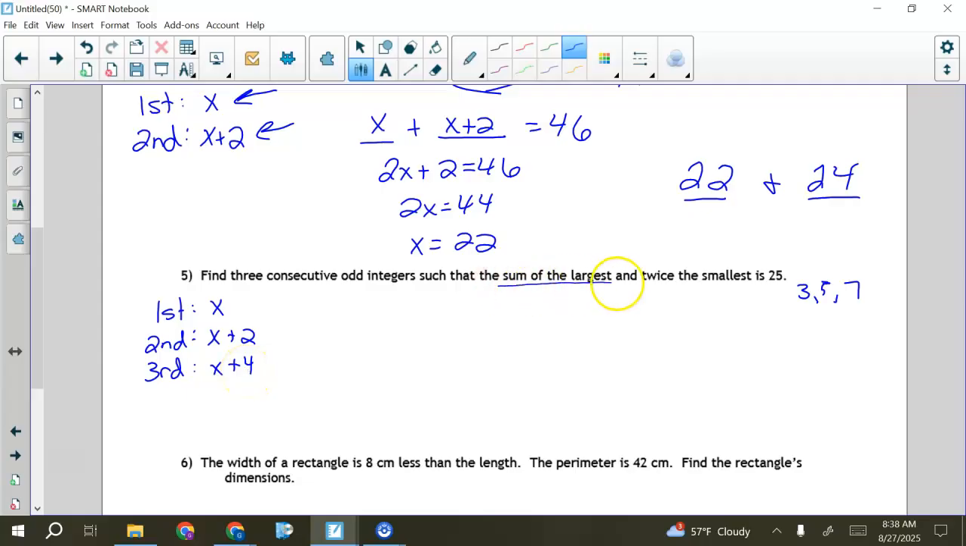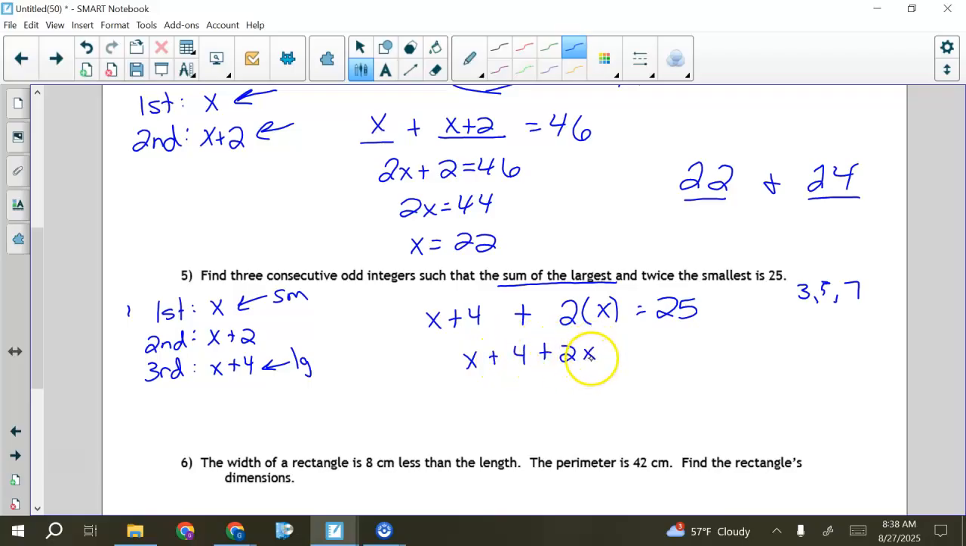So it says the sum of the largest, so this one's going to be the largest, x plus 4, sum means add, and then twice the smallest, 2 times the smallest. So that one is the smallest, that one is the largest. So we go x plus 4 plus 2x equals 25. Add like terms. Move the 4 to the other side. And we get x to be 7.